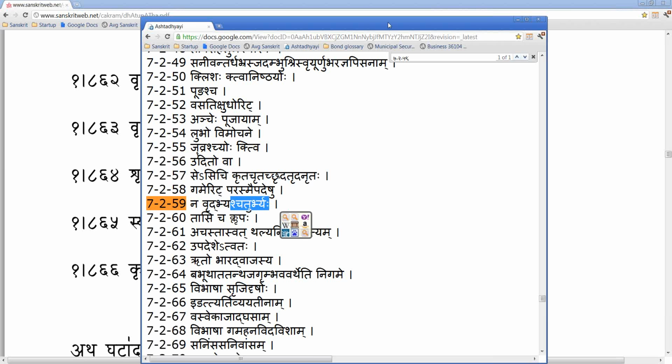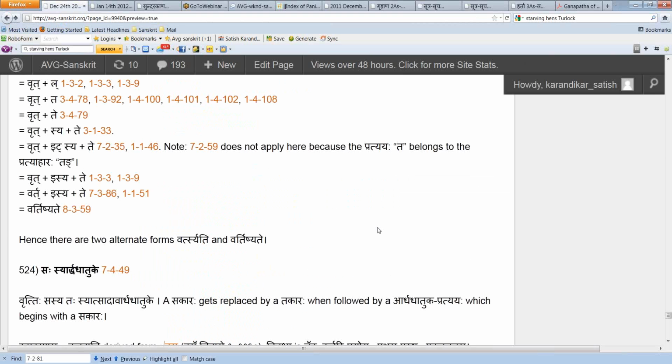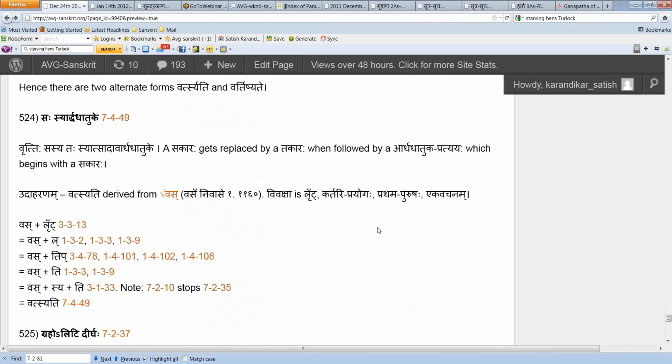Okay, time is up. One last quick sutram and we will stop for today. Very, very easy sutram. In fact, we'll do two of them. I'm sorry, I'm tempted now. We'll do two of them. Syasya ardhadhatuke. Remember the section of ardhadhatuke? Sorry, it's a different section. This is not in 6.4. This is 7.4. Sasya tasyad, sadi ardhadhatuke.